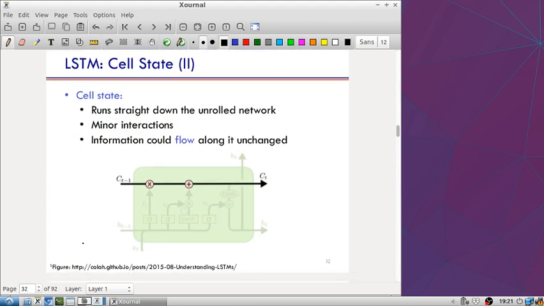Now, in the unrolled network version, people are interpreting this vector to capture information in addition to HT. HT was supposed to capture information, long-term dependencies. Now CT is a vector which we are going to focus on to try to capture long-term information.